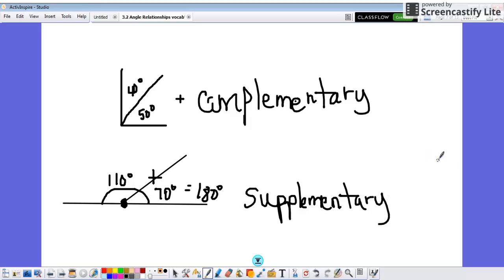The most popular way for me is that I can look at the C for complementary and I can turn that C into 90 degrees. Or I can look at an S for supplementary and I can change that S into an 8 and make 180 degrees.